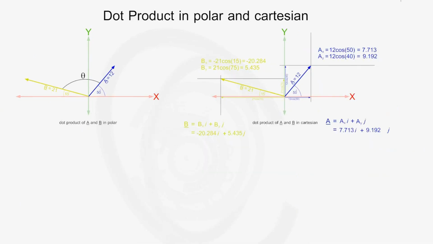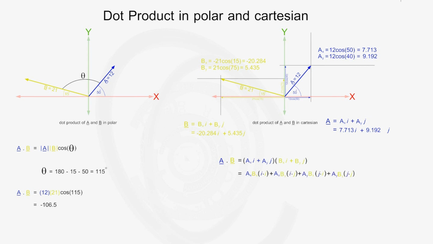Now let's test dot product in both ways. Starting with dot product in polar form, all we need here is the amplitudes of the two vectors and the angle between them. Now moving to the Cartesian form. With this form, we dot product all i and j components. And based on the orthogonality concept, we come to the same results.